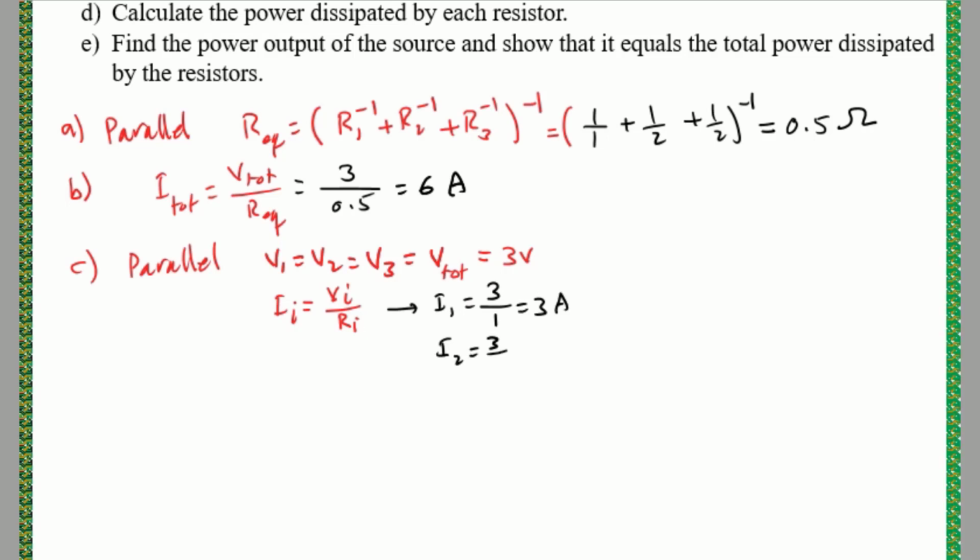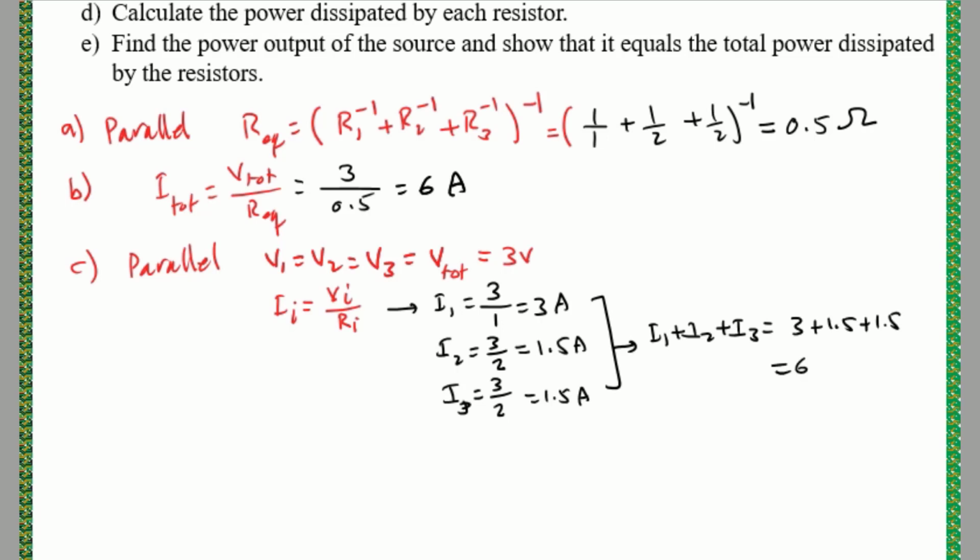I2, the same voltage, but the resistor is 2, so it's 1.5 amperes. I3 equals 3 over the third resistor, also 2, is 1.5 amperes. If you add these all together, I1 plus I2 plus I3, you will have 3 plus 1.5 plus 1.5. The answer is 6 amperes. It is the same as I total, 6 amperes.